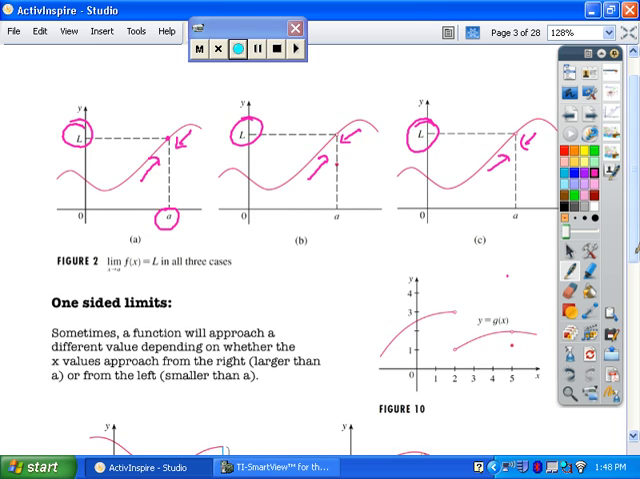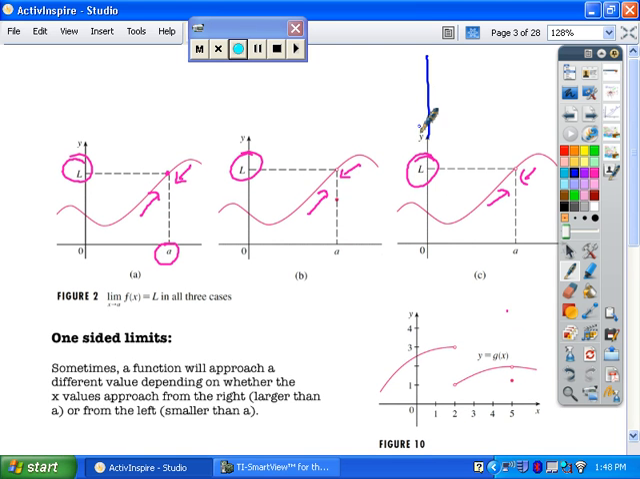Let me just show you a quick example where there wouldn't be. If you had something like this, and there was an a, then you'd say no limit. It doesn't exist, because from the left, it's approaching a different value than from the right. It's split. So if it's split like that, there isn't a limit at a. That's a big thing there.